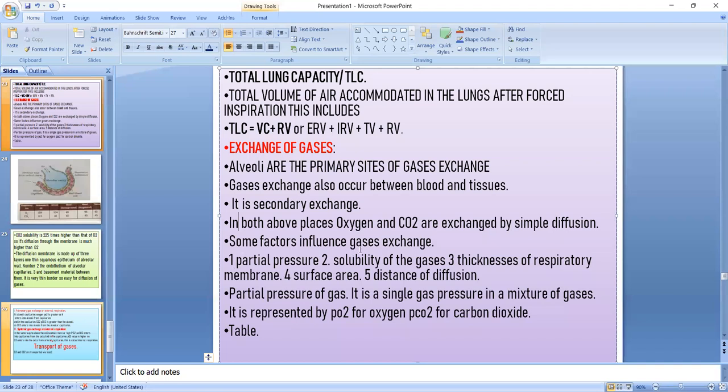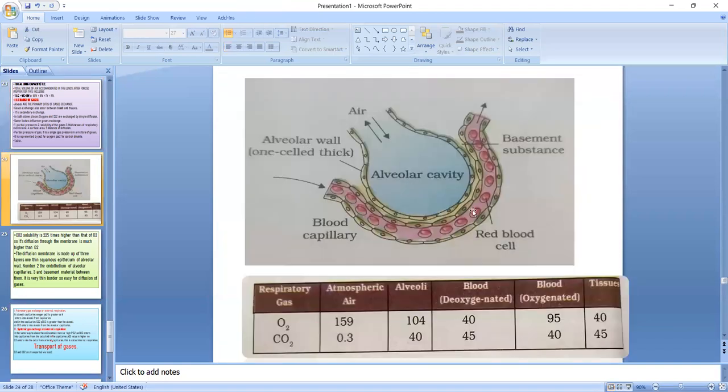Some factors that influence gases exchange are partial pressure of gases, solubility of the gases, and thickness of respiratory membrane. This membrane and this membrane, these two combinedly known as respiratory membrane: the endothelium of the blood capillary and the epithelium of the alveolus. The less the thickness, the more rapid the exchange of gases.